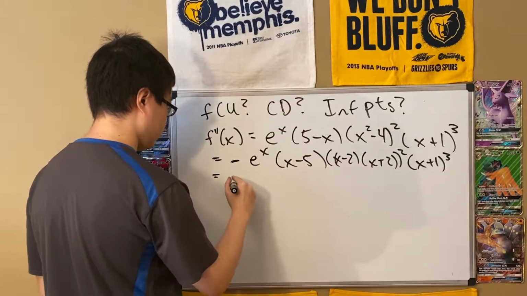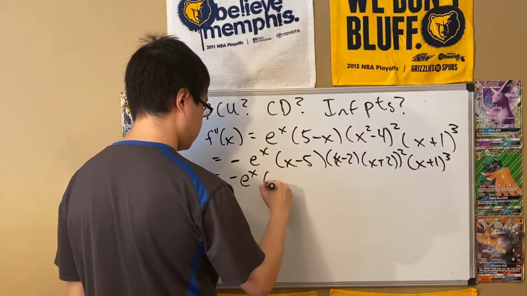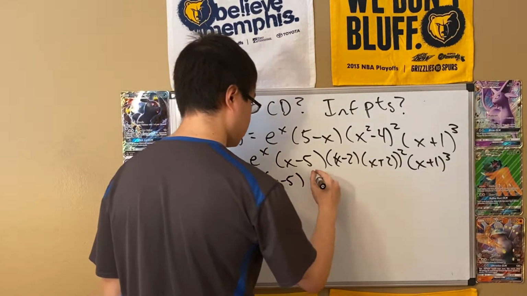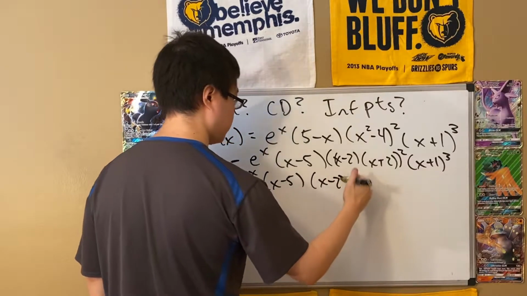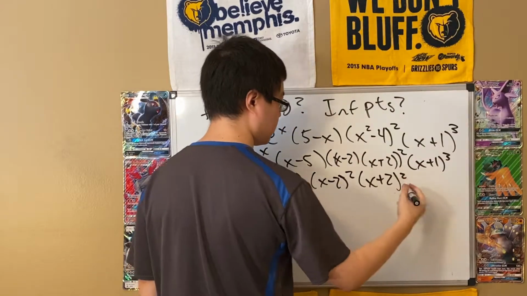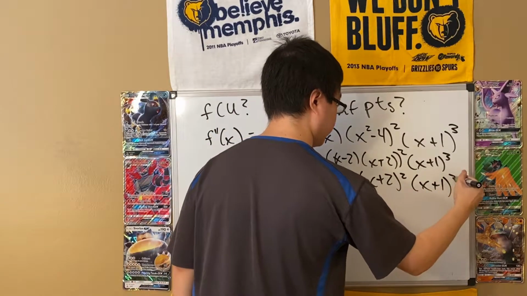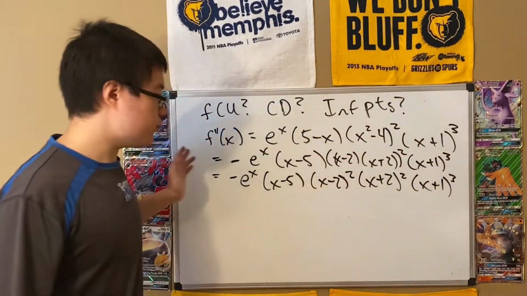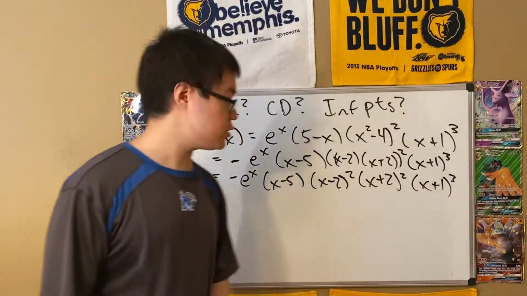So in this case, we're going to have this form right here: (x minus 5), (x minus 2) squared, (x plus 2) also squared because they were a little bit of a pair. How nice and lovely. And then we have (x plus 1) cubed. So this is the thing I'm going to try to draw the sign chart of.